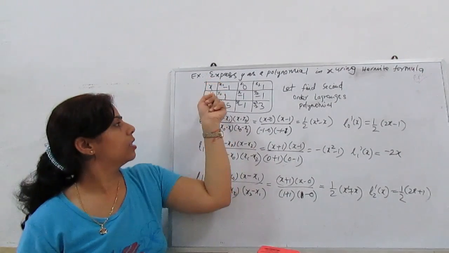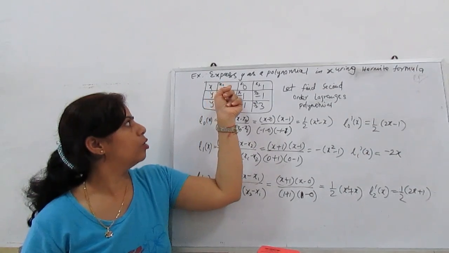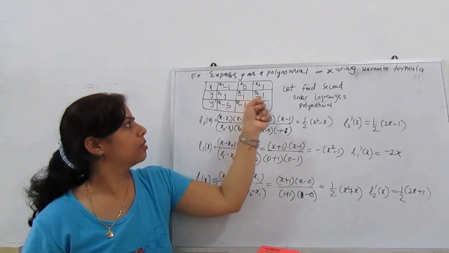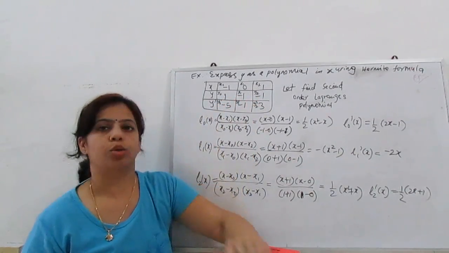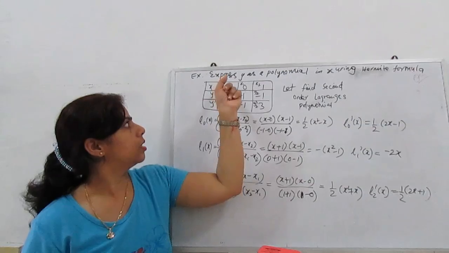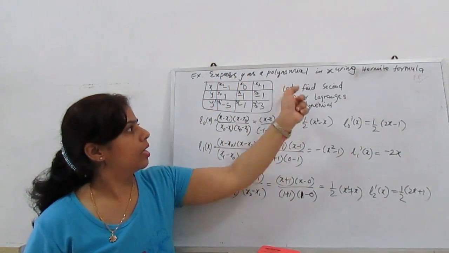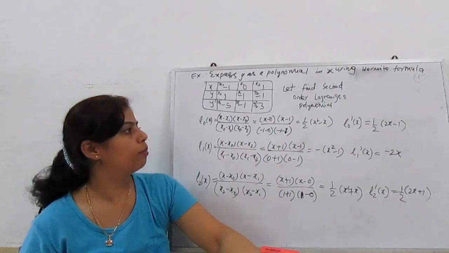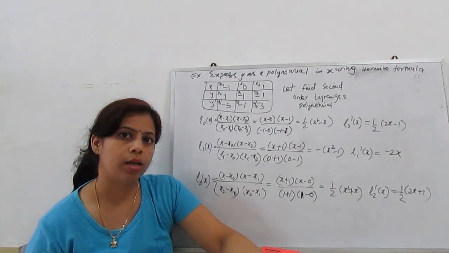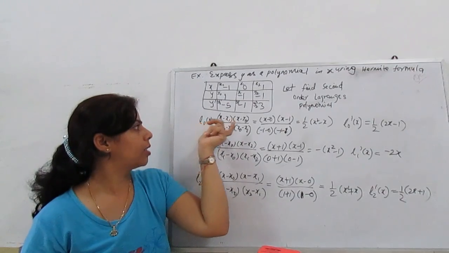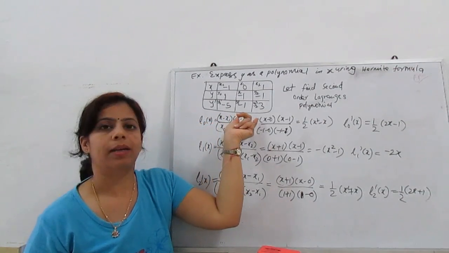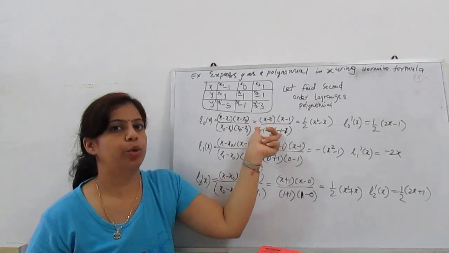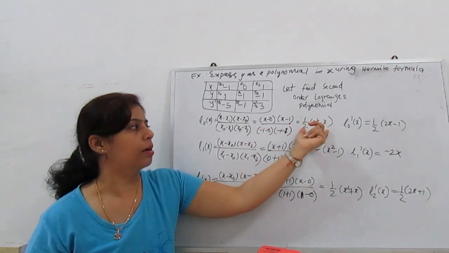We are given x, y and y dash. The x values are minus 1, 0, 1. The y values are 1, minus 1 and minus 1, and y dash is also given. So this is x0, x1, x2. First let's find the second order Lagrange's polynomial. So what is Lagrange's polynomial? We already learned it previously. L0x is x minus x1, x minus x2 upon x0 minus x1, x0 minus x2. Substitute all the values, so it becomes this.